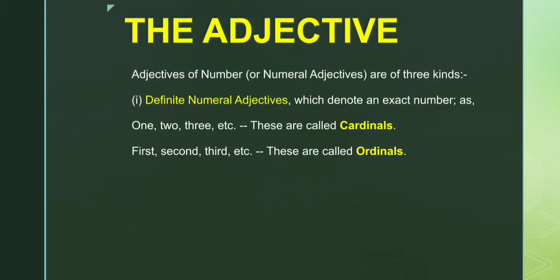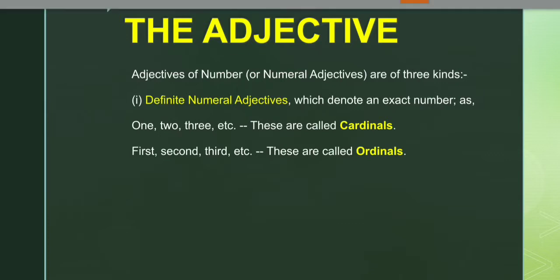Next, adjectives of number or numeral adjectives are of 3 kinds. Now we have 3 further kinds of numeral adjectives. The first one is definite numeral adjectives, which denote an exact number. What is an exact number? Like here we have 1, 2, 3, 20, 40, 100, 1000, 1 lakh, etc. These are called cardinals. Okay, cardinals.